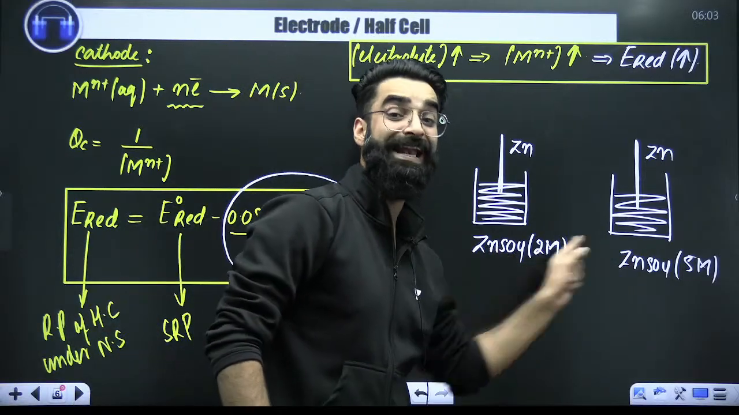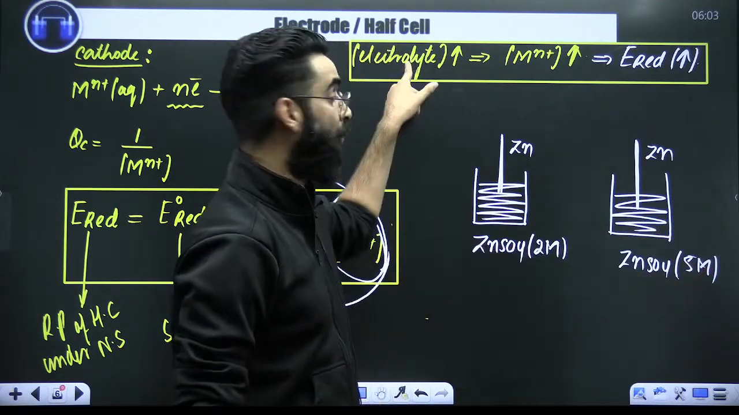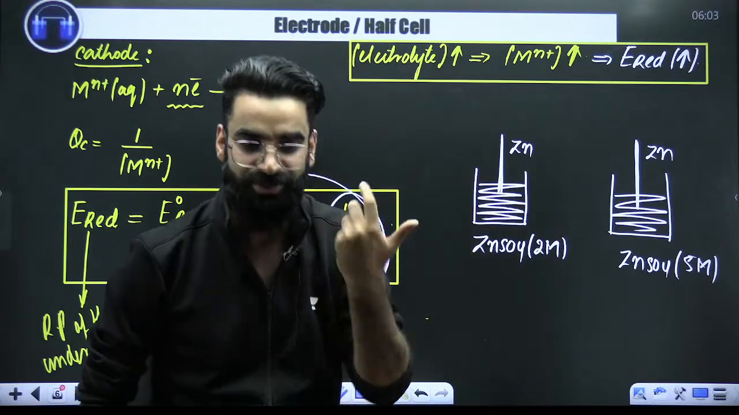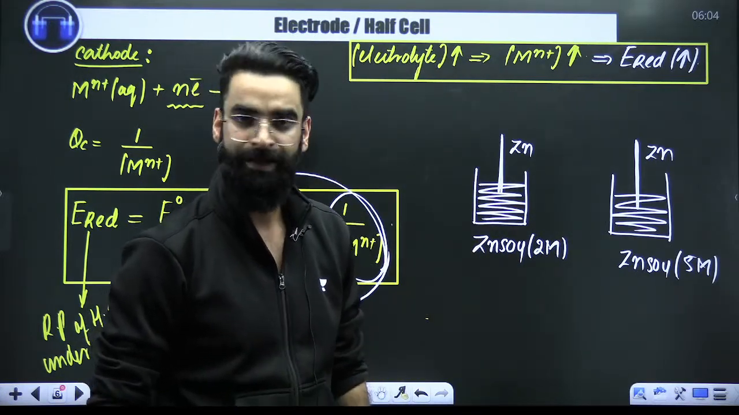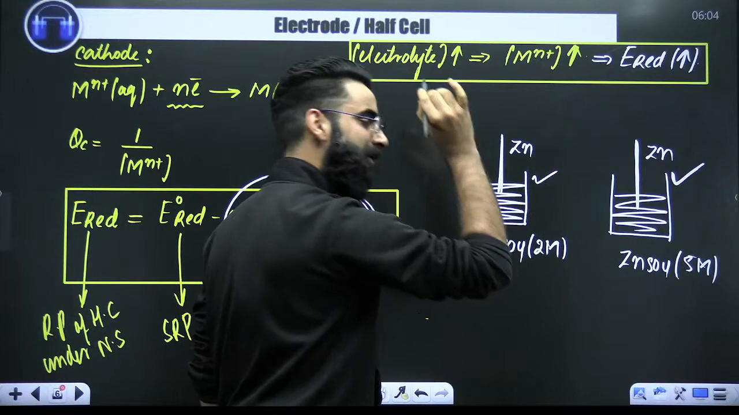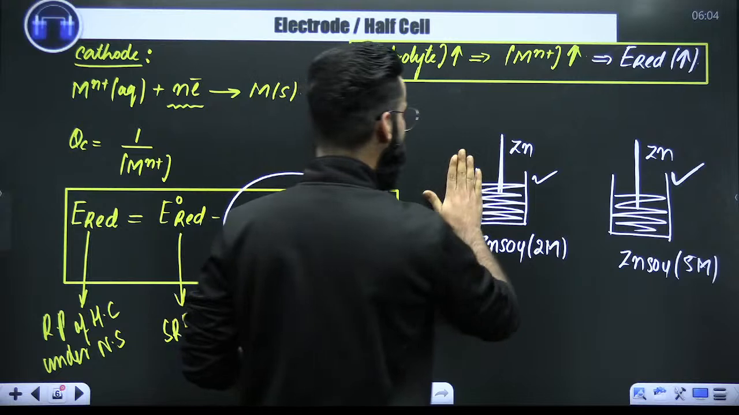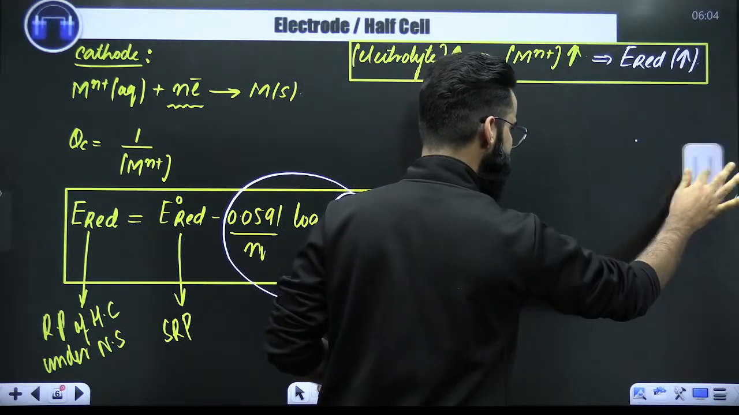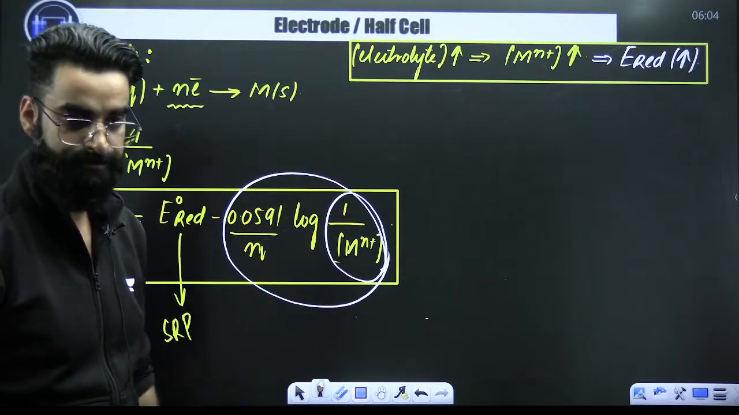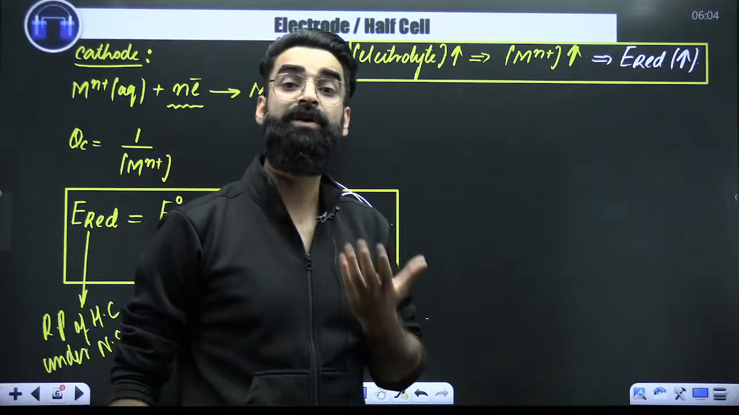Since the concentration of electrolyte is kept different, that electrode in which the concentration of electrolyte is more will have more reduction potential. Is it simple? So I would say this particular electrode will have more reduction potential than this particular electrode. Agreed? So do remember, this is one very important thing. With the increase in the concentration of electrolyte, the reduction potential of the electrode automatically increases. Okay? Now people, so this is how you calculate the reduction potential of the half cell.